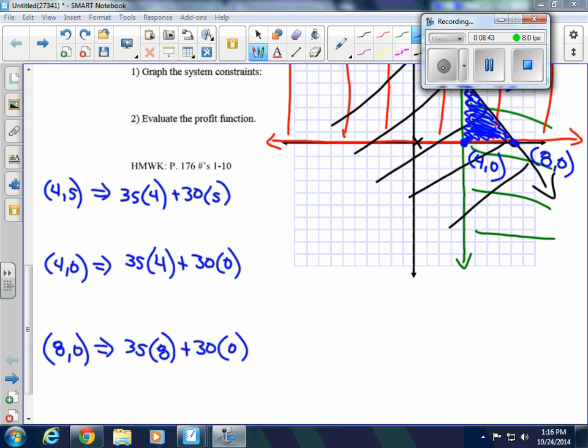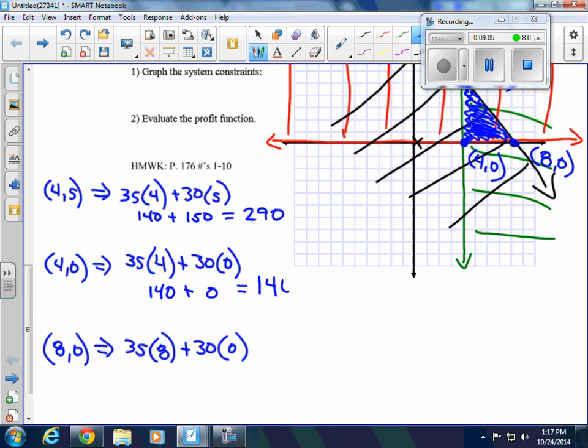So let's go back and plug in each of these points. 35 times 4, we're going to get 140, plus 30 times 5 is 150. So this one is going to give us 290. All right, the second one, we're going to have 35 times 4, which is 140, plus 0. So that one's going to give us 140. And the third one, we have 35 times 8, which is 280, plus 0, which is going to give us 280.